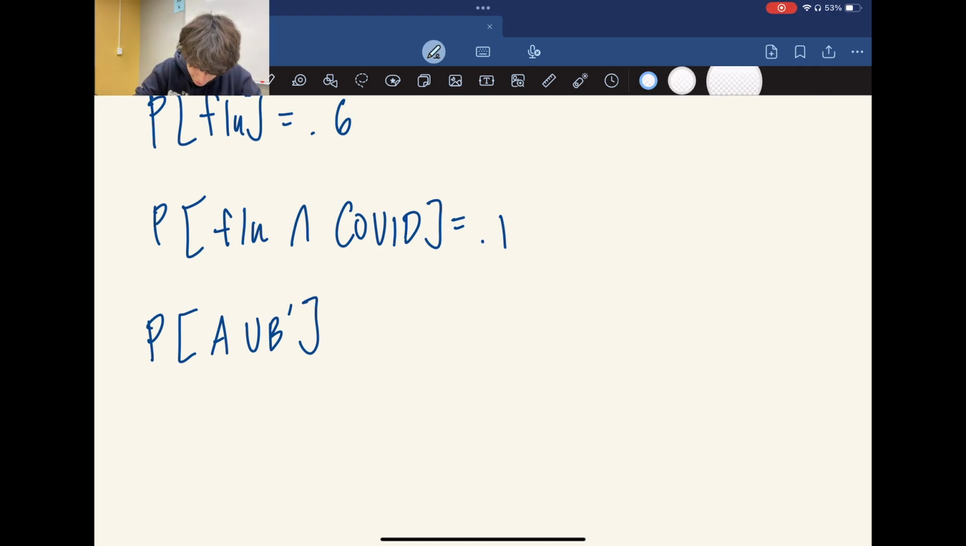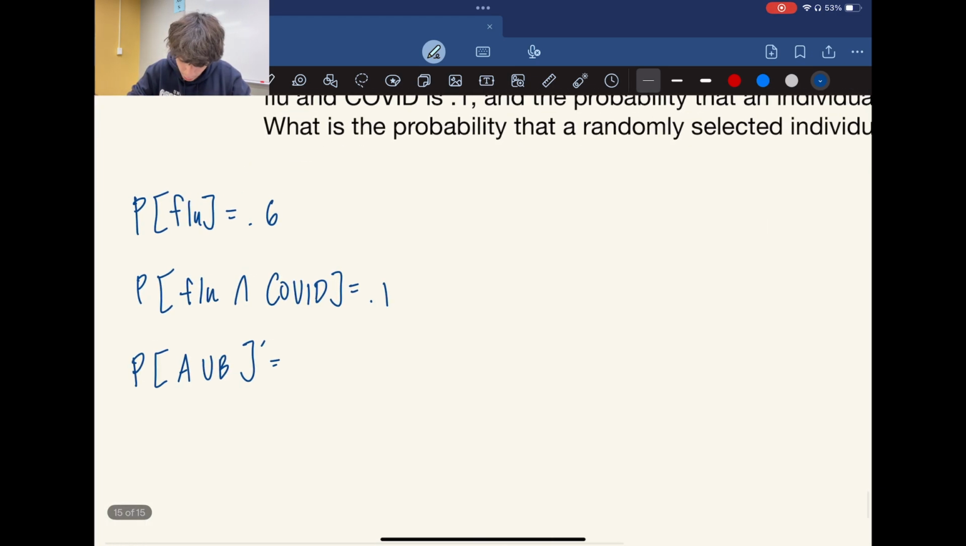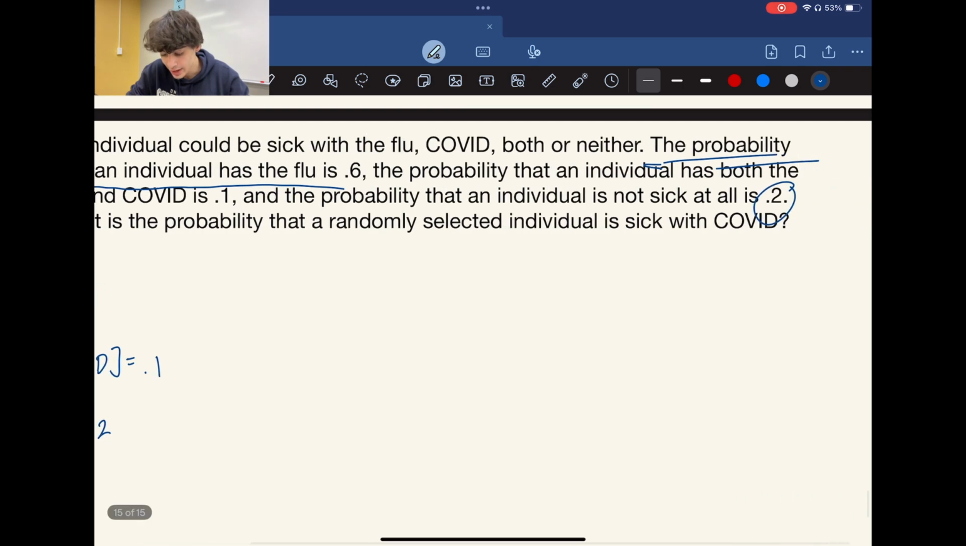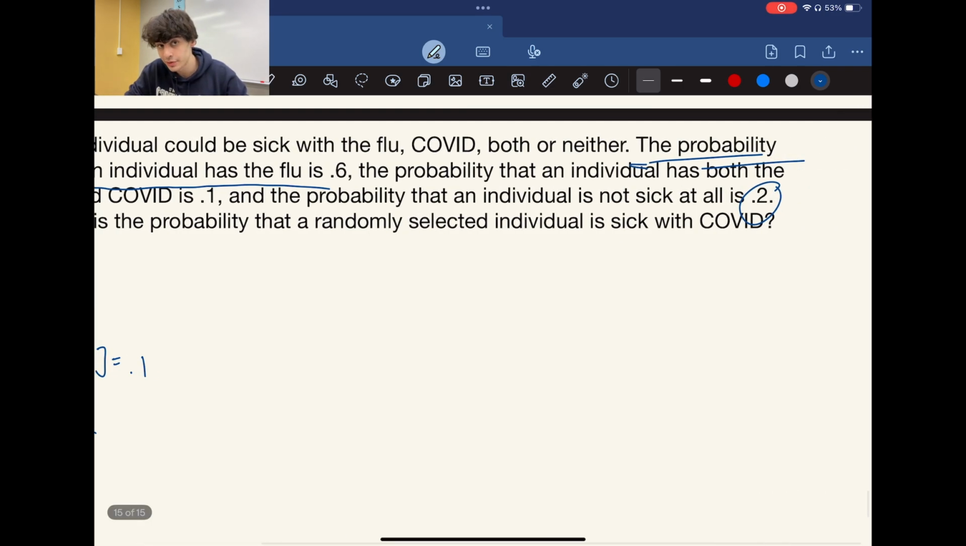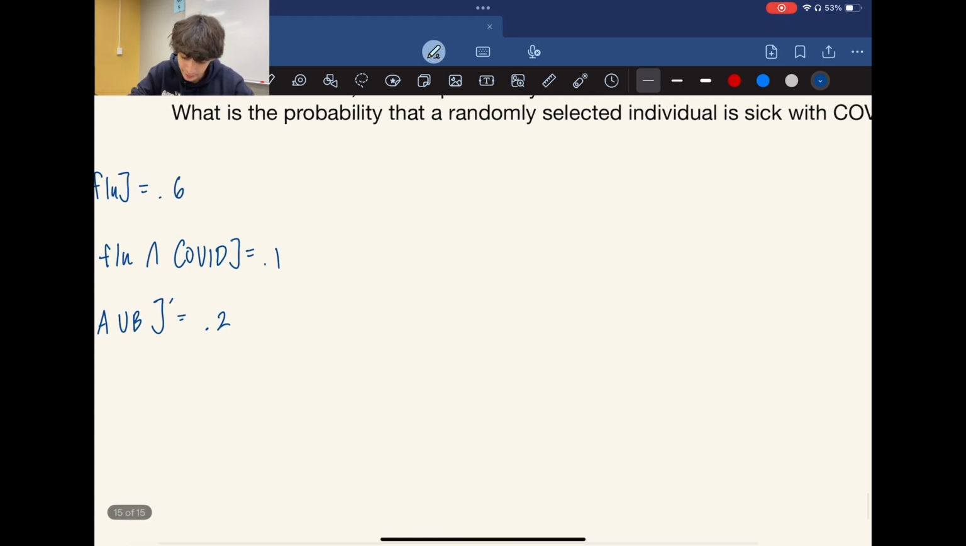And actually, now that I'm looking at it, a much simpler notation here would actually just be this: calculating the probability of A union B and then taking the complement of that. So the probability of that is defined here by 0.2. And they're asking, what is the possibility that a randomly selected individual is sick with COVID? So we have our information simplified down as much as possible. The natural step here is actually to go right back to the Venn diagram and draw everything out.